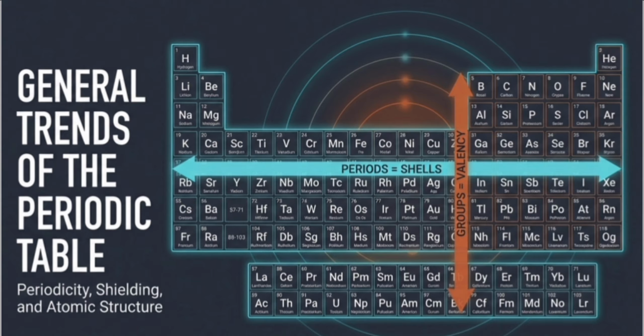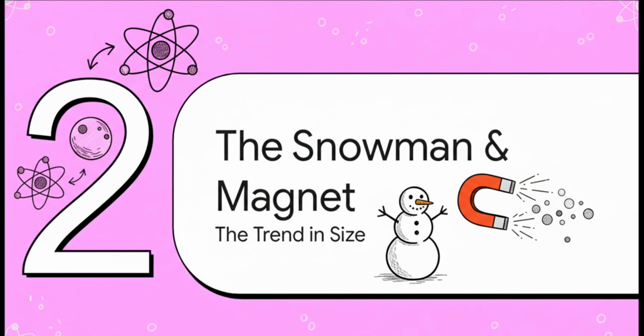And this simple arrangement gives us the two main rules of our map. The horizontal rows, which we call periods, tell you exactly how many electron shells an atom has. And the vertical columns, the groups, tell you the number of electrons in that outermost shell, its valency. Shells and outer electrons, that's the code. Simple as that.